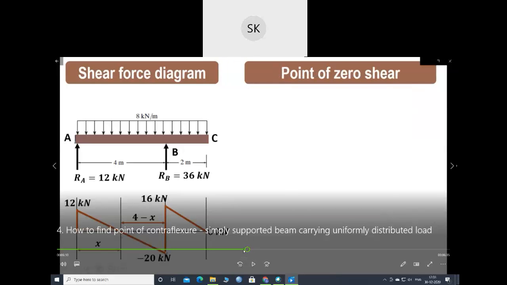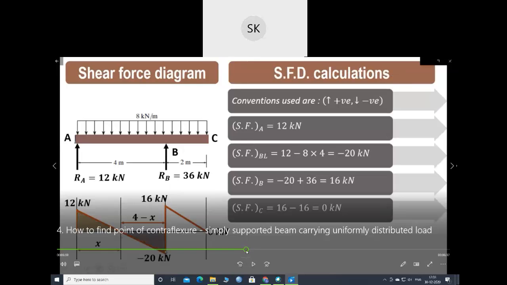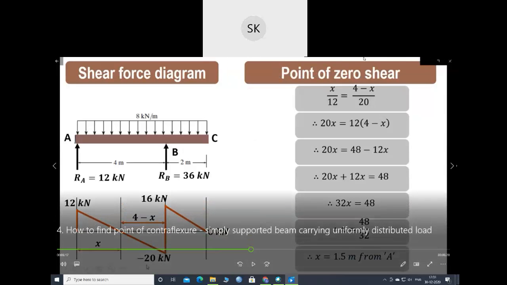Now the point is point of zero shear, where your shear force is 0. You can find out from diagram also. Okay, if you see this figure, this is a symmetrical figure, so they have equated this x by 12, that means this distance. Give me a minute.